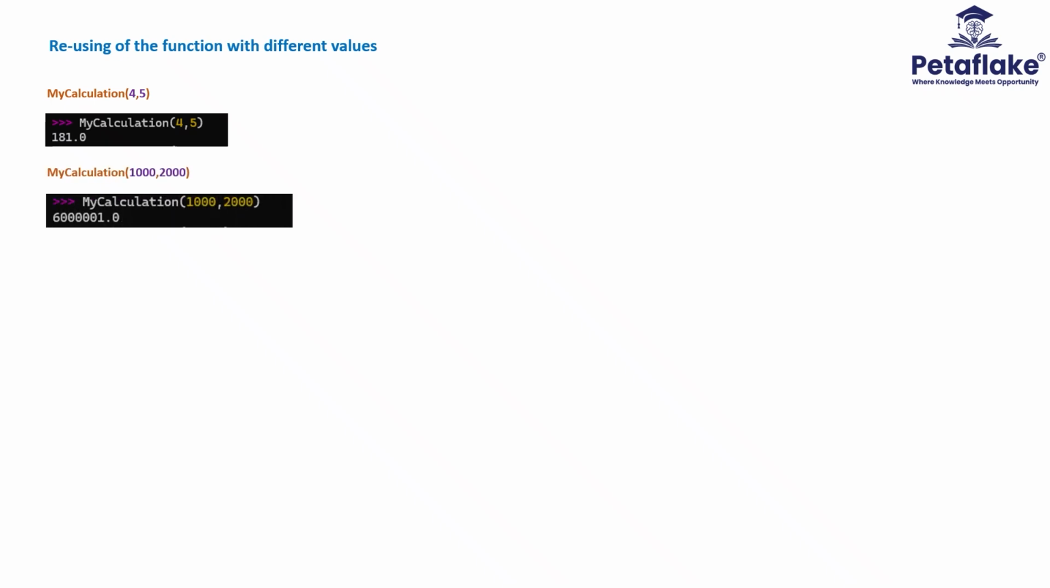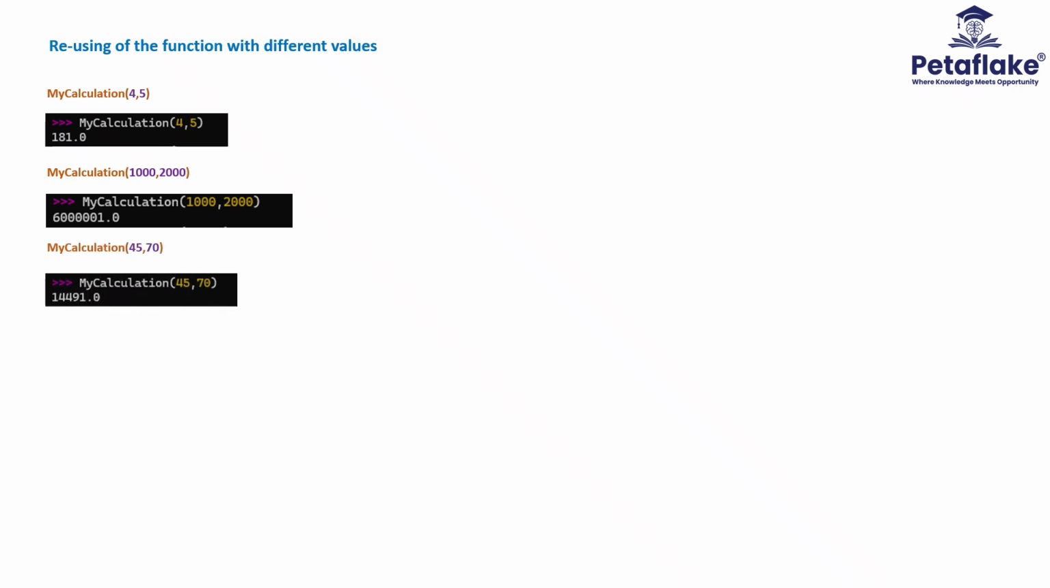Now we will understand how to reuse the function with different values of x and y. To execute the logic with different values of x and y, we need to execute the myCalculation function with the values 4 and 5 within the parentheses separated by a comma. The logic will be executed with the values x equal to 4 and y equal to 5 and the result will be printed on the screen. Similarly, we can execute the myCalculation function with the values 1000 and 2000. The function will evaluate the logic with the values x equal to 1000 and y equal to 2000 and the final result will be printed on the screen.